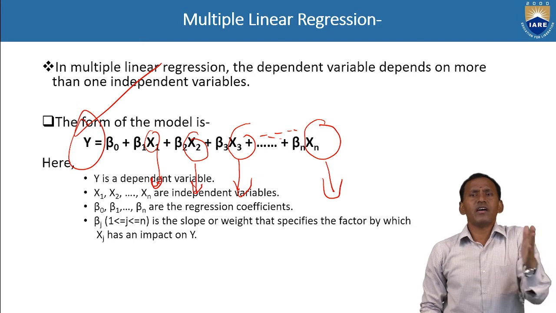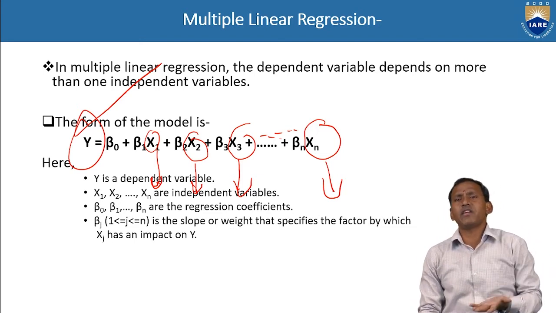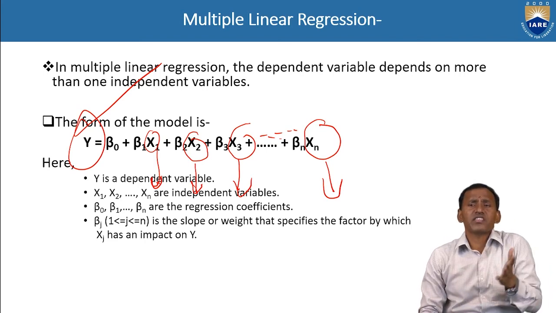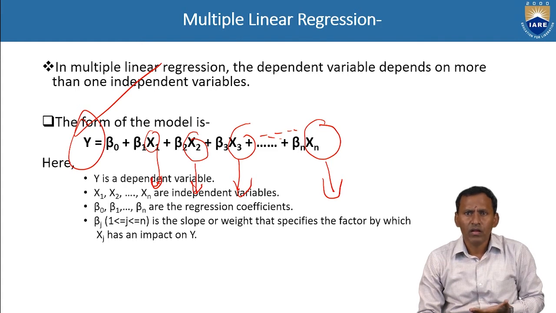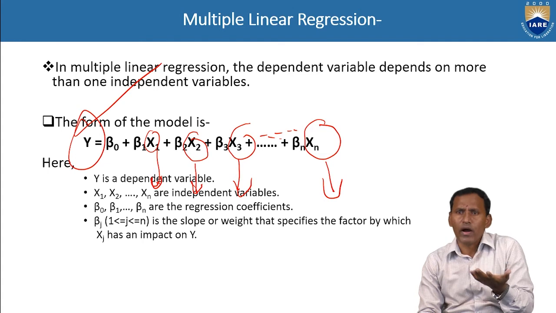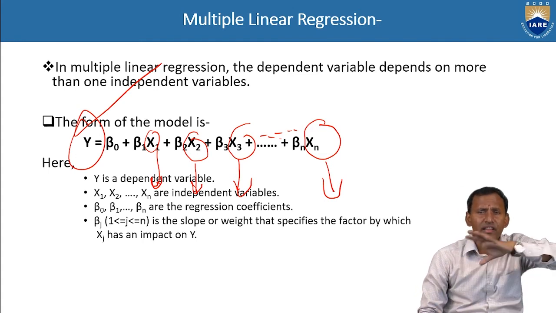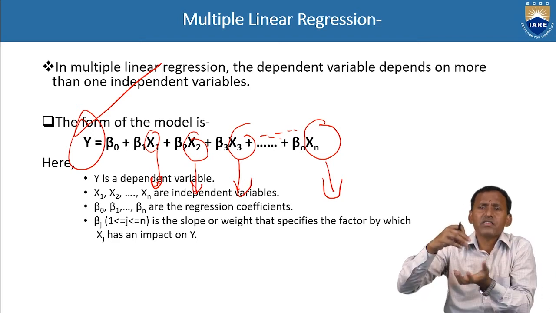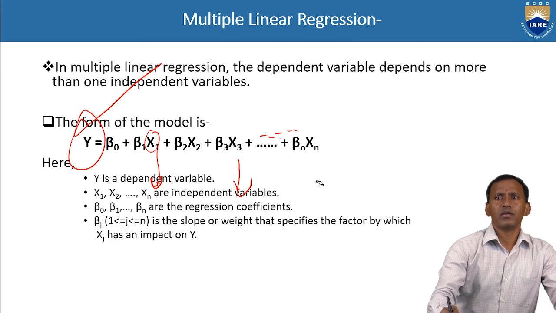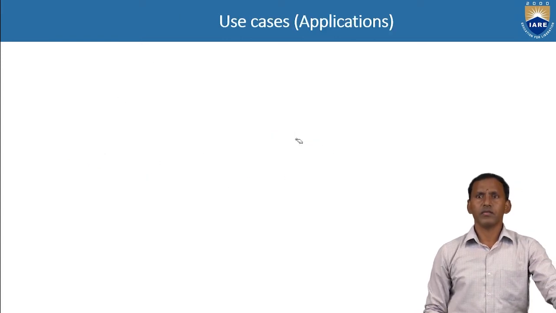Now here, Y is the dependent variable, x1, x2, xn are independent variables, and b1, b2, and so on, bn are regression coefficients, right? So it is a slope. It is the slope or weight that specifies the factor by which xi has an impact on Y. So this indicates the multiple regression model.